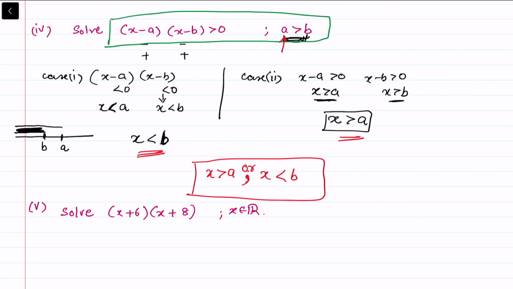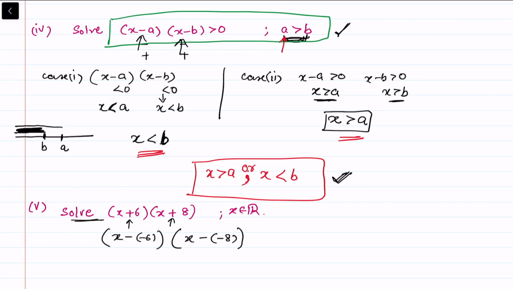Now suppose I want to solve this question. x plus 6, x plus 8, x belonging to real numbers. In this case, I want to directly apply this formula by comparing this from the statement. But we see here this is positive, and in my formula I have written the negative term. So let us first rewrite. This is x minus of minus 6. This is the first factor. Second factor is x minus of minus 8.